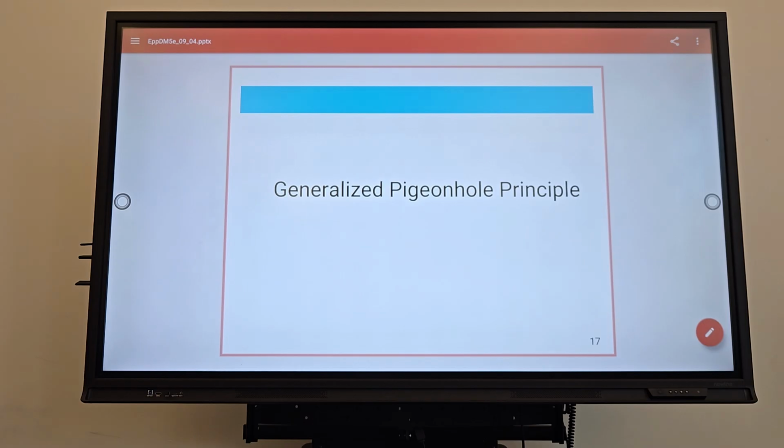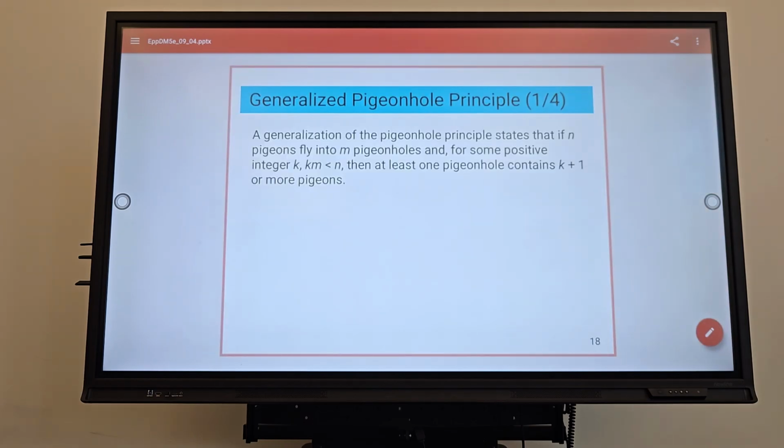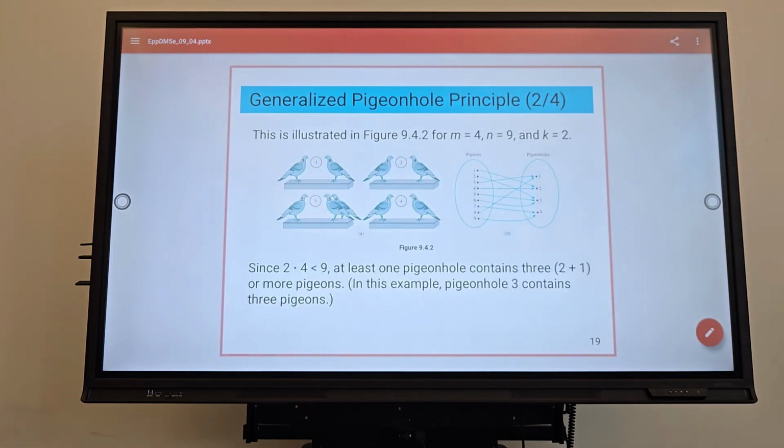Generalized pigeonhole principle. A generalization of the pigeonhole principle states that if n pigeons fly into m pigeonholes, and for some positive integer k, km is less than n, then at least one pigeonhole contains k plus 1 or more pigeons. This is illustrated here with m equal to 4 and n equals 9 and k equals 2. Since 2 times 4 is less than 9, at least one pigeonhole contains 3, 2 plus 1, or more pigeons.